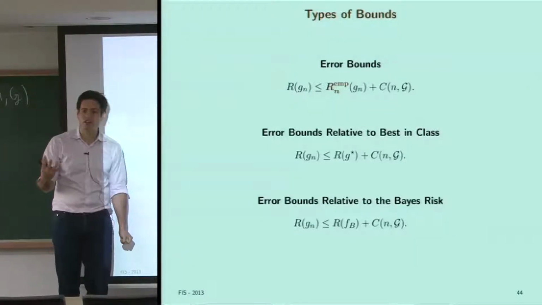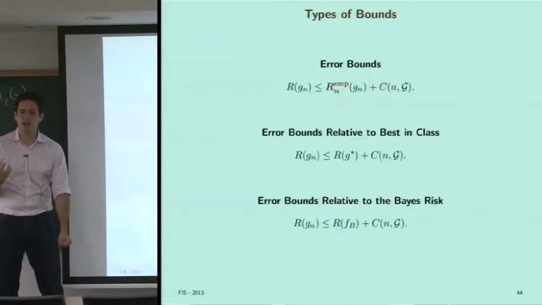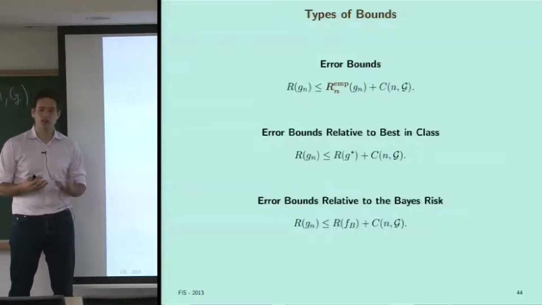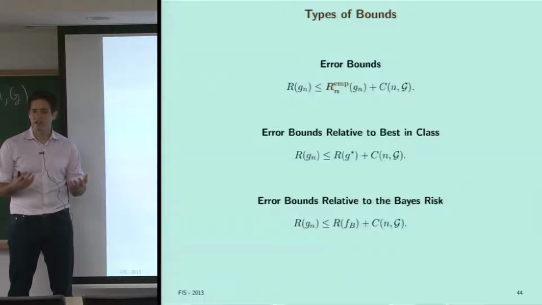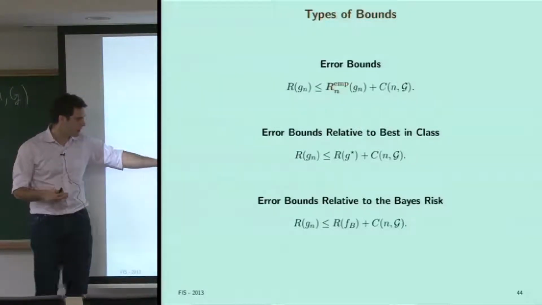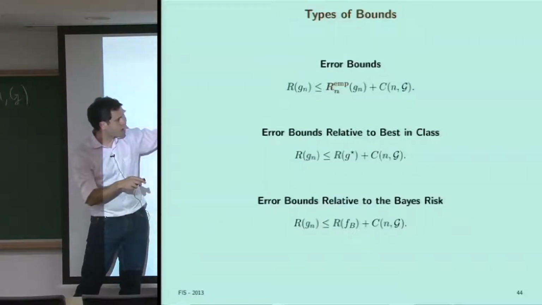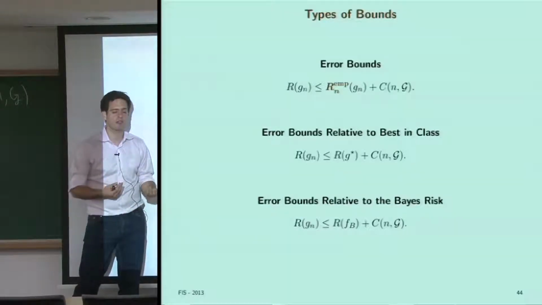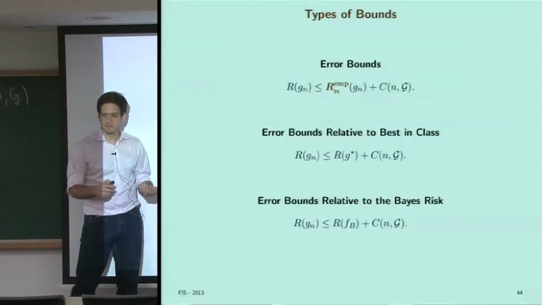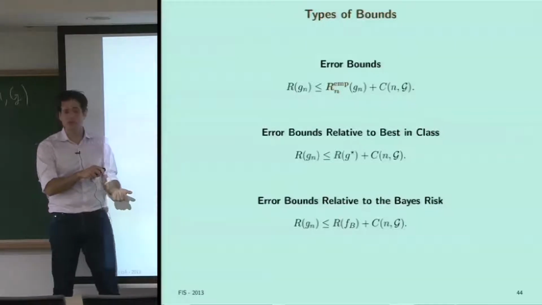So I hope you understand the intuition behind the theory. The theory is not just an exercise in mathematics. It's trying to provide answers for people who run algorithms, g of n. And those answers take the form of those bounds here. They're somehow guarantees.